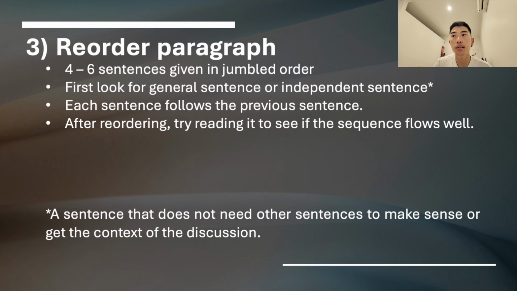An independent sentence is a sentence that does not need other sentences to make sense or get the context of the discussion. It is a sentence that can stand on its own, and it's usually at the top of the order. Each sentence follows the previous sentence, and after reordering, try reading it to see if the sequence flows well. I will explain it to you using an example so that you understand what I'm talking about.